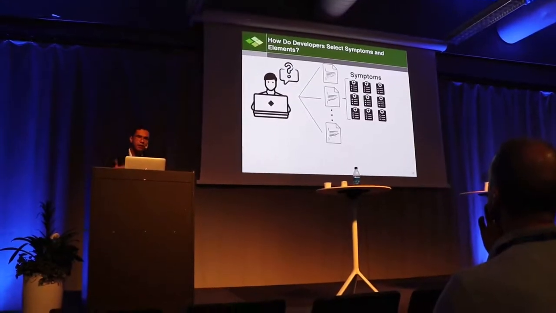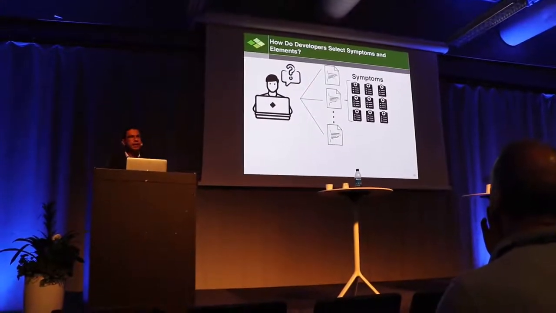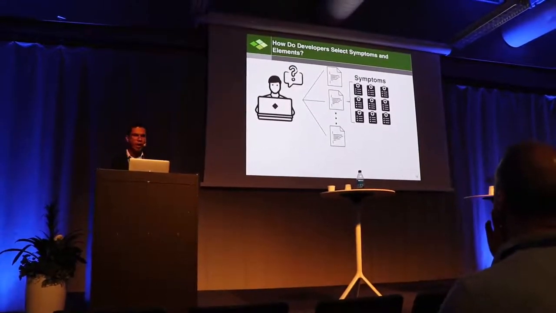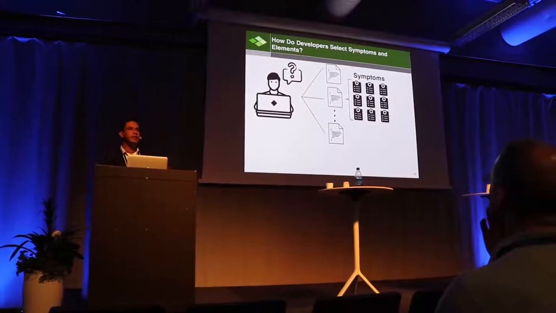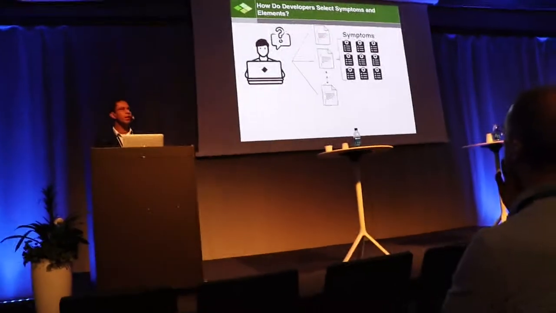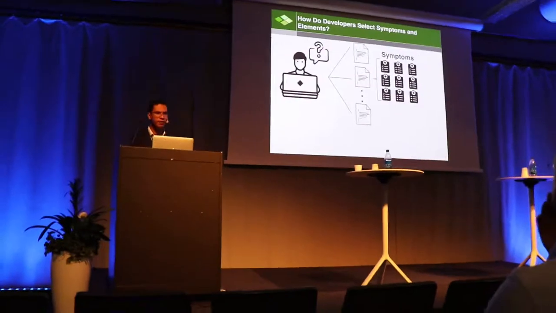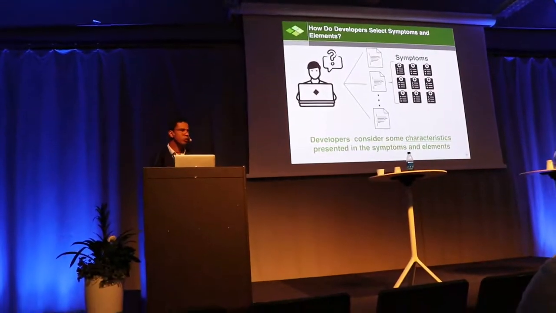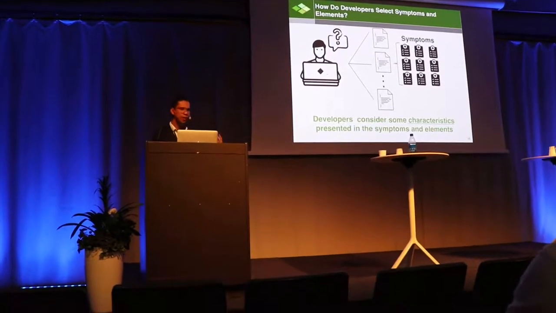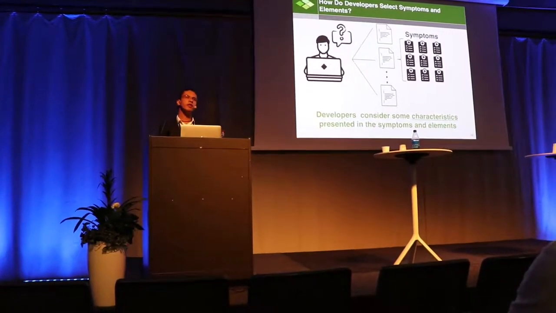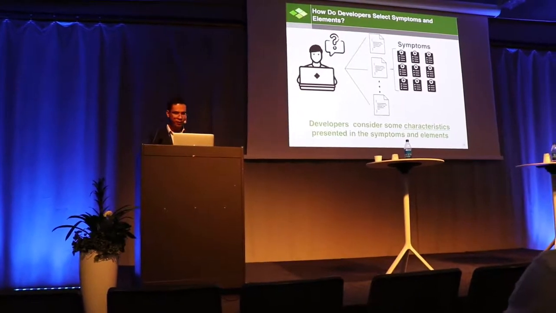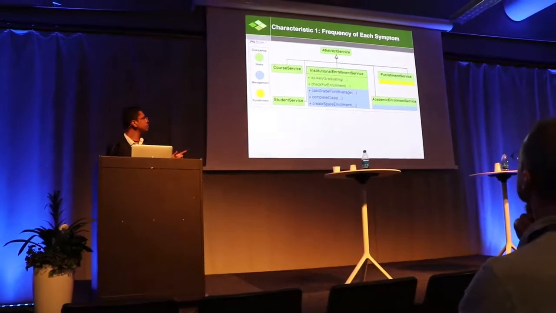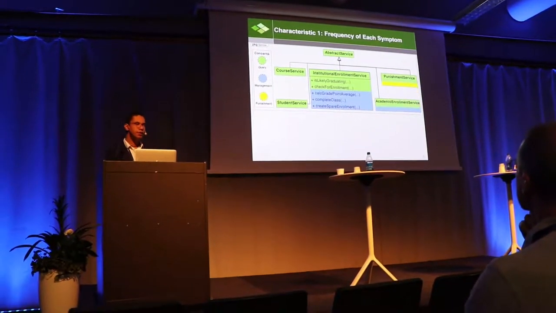As I mentioned in the beginning of this presentation, the identification and the analysis of these elements is not an easy task. But we were able to find the characteristics that developers consider when they have to select a symptom to analyze. Actually, these are aspects that the symptoms and elements contain, and we call them characteristics. We found six characteristics that influence how developers select the symptoms to analyze. I'll explain, for instance, the frequency of each symptom.